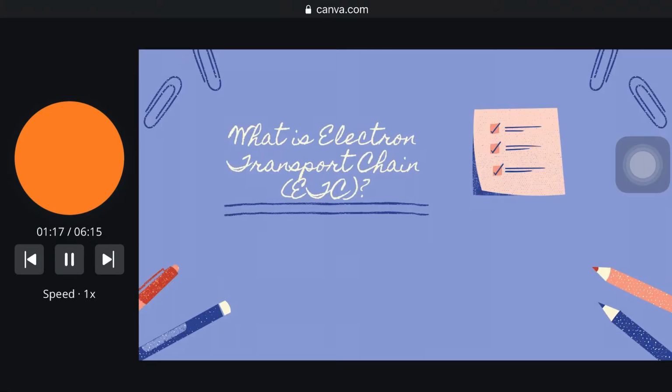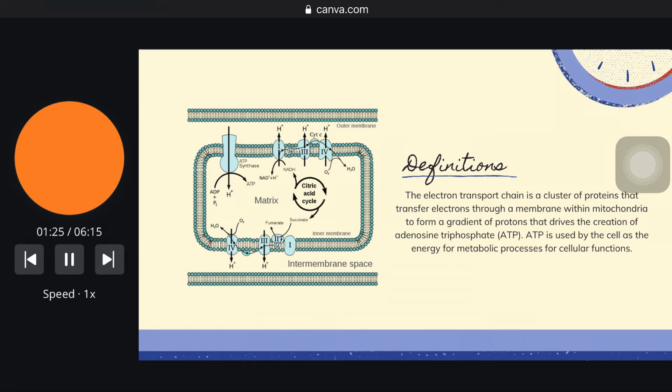First thing first, I will explain what the electron transport chain is all about. The electron transport chain is a cluster of proteins that transfer electrons through a membrane within mitochondria to form a gradient of protons that drive the creation of adenosine triphosphate (ATP). ATP is used by the cell as the energy for metabolic processes for cellular function. In other words, the electron transport chain is a process to generate ATP.